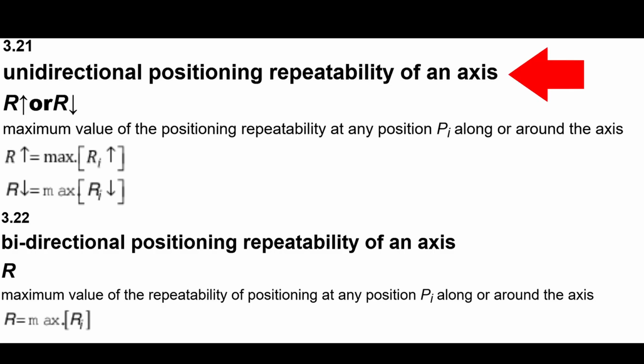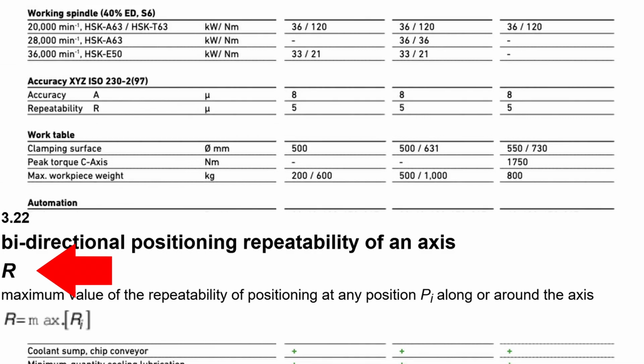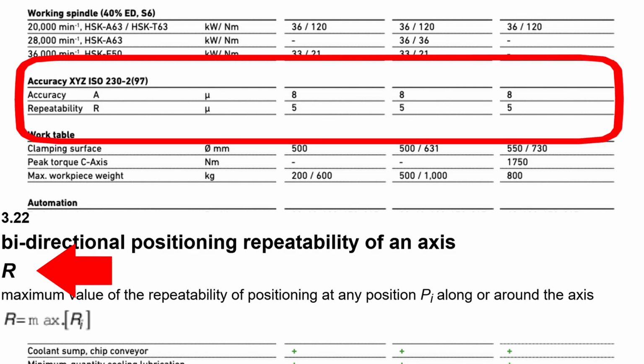We do that for both uni and bidirectional repeatability, and as you can see, we have the first value we were looking for at the start of this video. Point 3.22 is the bidirectional positioning repeatability of an axis, and if you take the max value from the x, y, and z axis, that is the value displayed on most machine specs.